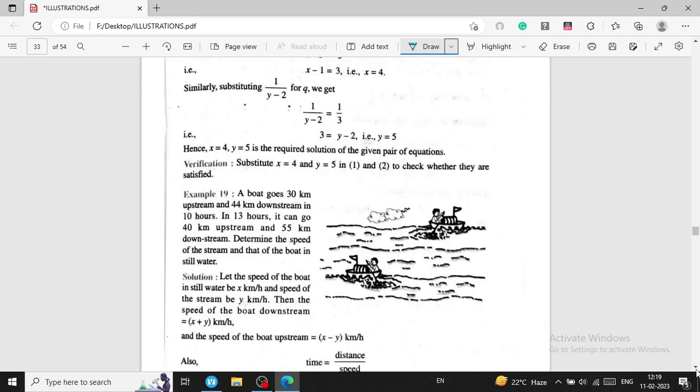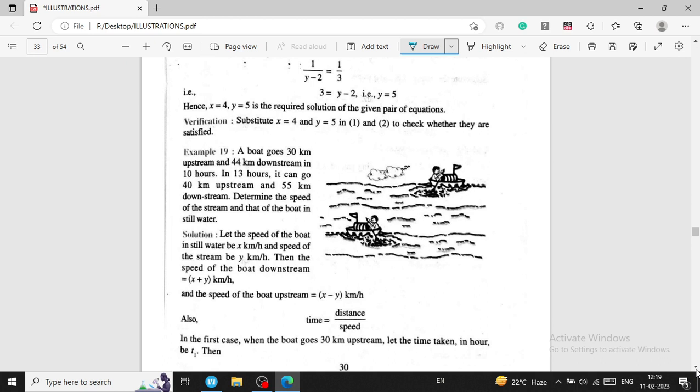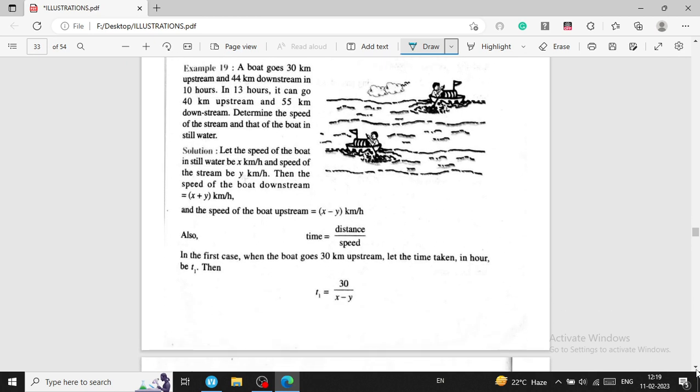Now, the next example is given. A boat goes 30 km upstream. Upstream means plus, downstream means minus, in 10 hours. One boat goes upstream, the other goes downstream, and both take a time of 10 hours.